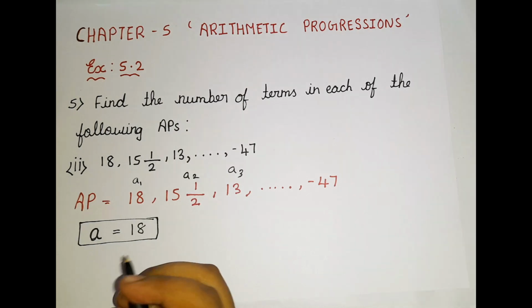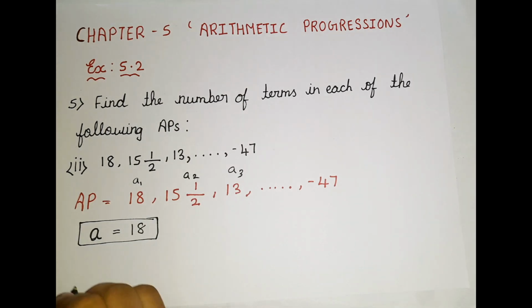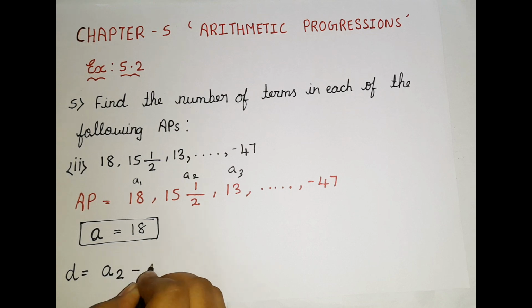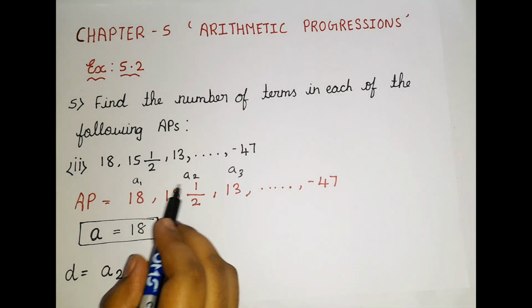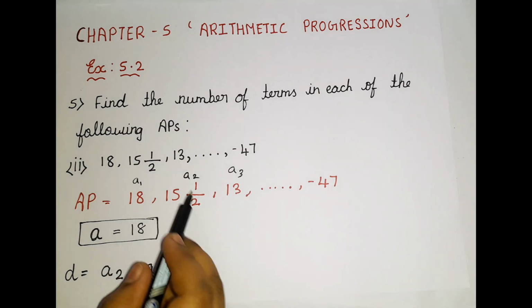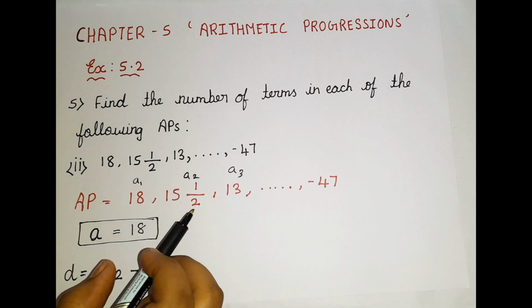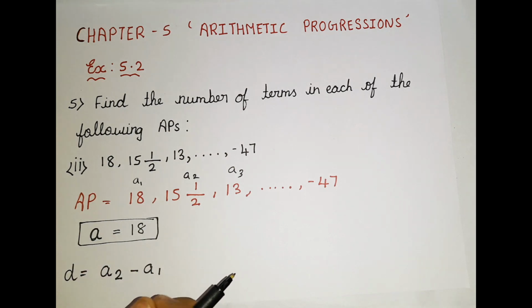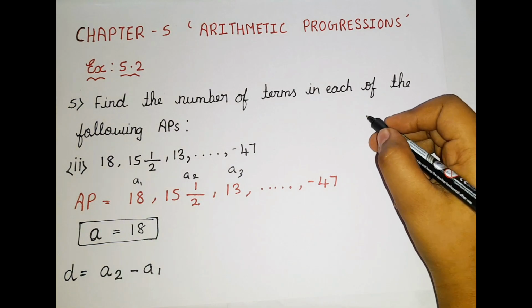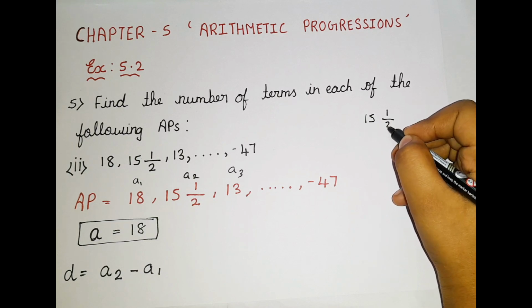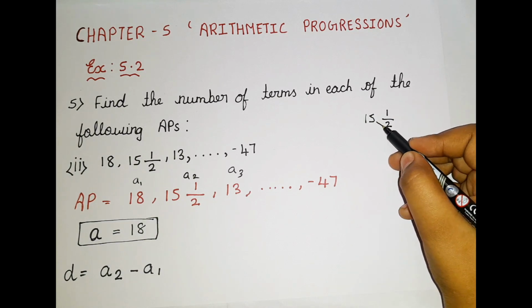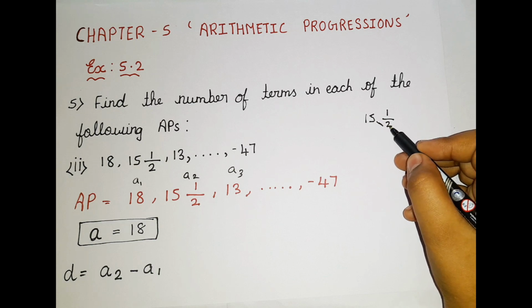And then what about D? D is equal to A2 minus A1, isn't it? We are supposed to subtract A2 minus A1. How to do that? Because we have it in fraction form, whenever we have a mixed fraction like this, we are supposed to solve it like this. We multiply 15 into 2, so 15 into 2 is 30.